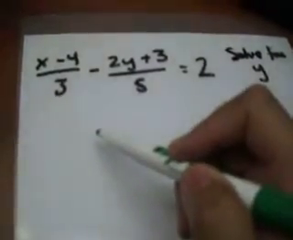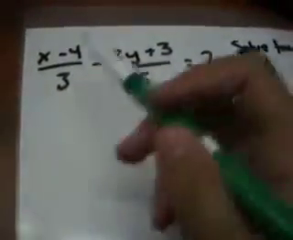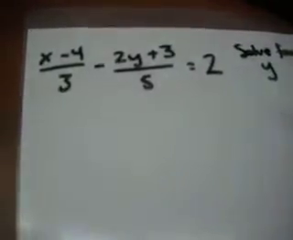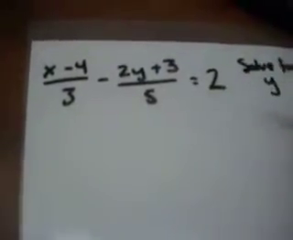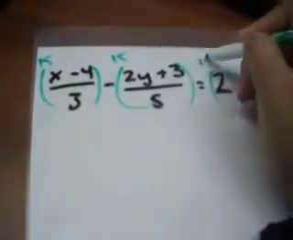I don't like those denominators there. So you're going to look at 3 and 5 and be like, what's the LCM? Well, 15, because 3 could go 3, 6, 9, 12, 15, and 5, 10, 15. So I'm going to multiply each by 15.